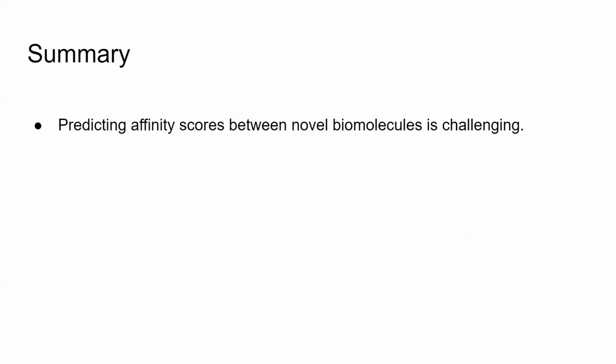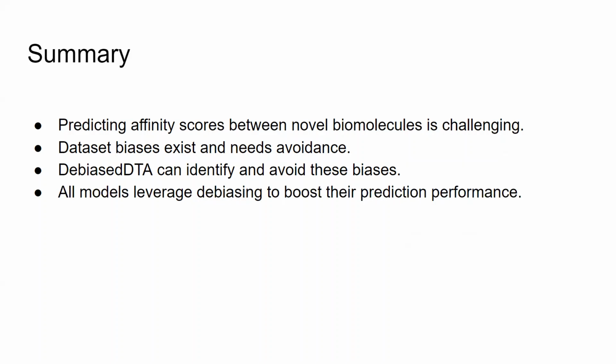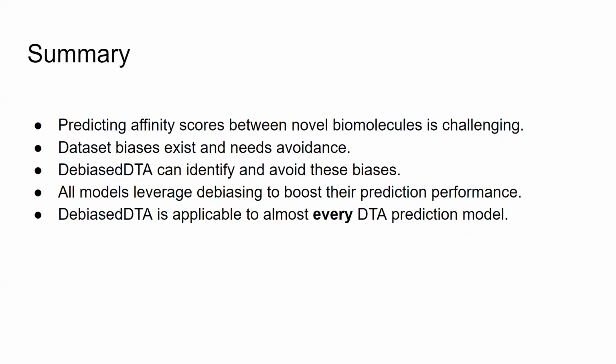To sum up, predicting affinity scores between novel biomolecules is challenging for all models. And this challenge is due to the fact that dataset biases exist and they need to be avoided. The biased DTA can identify and avoid these biases with the proposed training procedure. And all models we experimented with leveraged this debiasing procedure to boost their prediction performance. And we are happy to share that the approach proposed here in the biased DTA is applicable to almost every DTA prediction model, not only the models that use SMILES sequences and amino acid sequences.